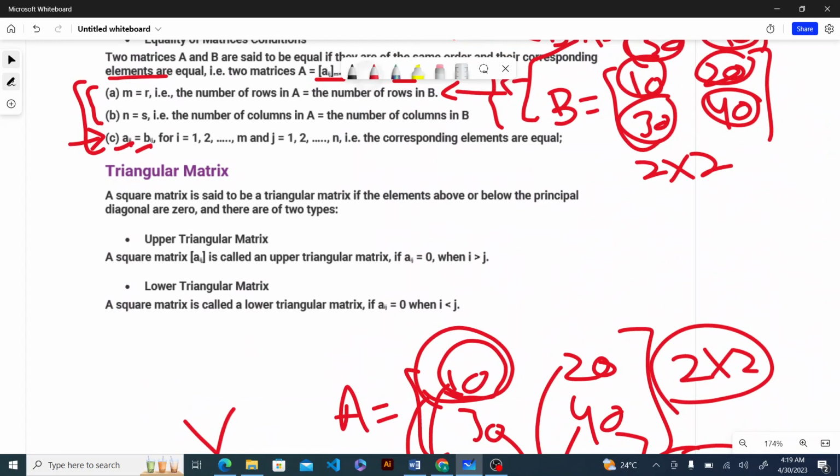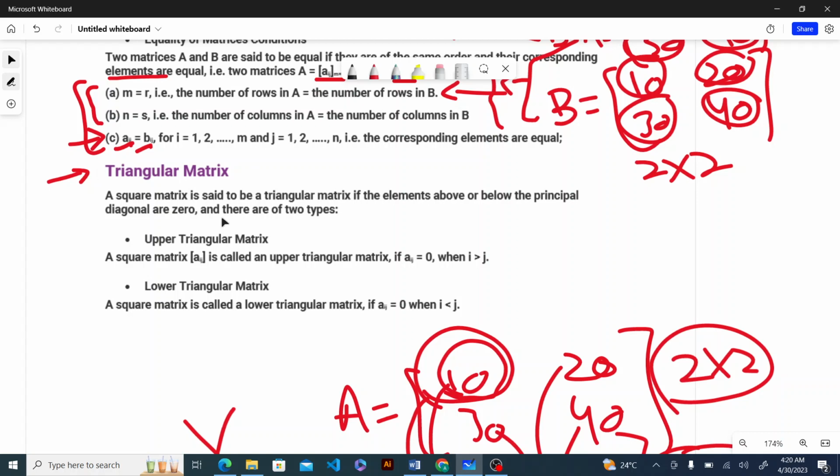Okay. So the last type is triangular matrix. What triangular matrix says is, it is also related to a diagonal or square matrix. Okay, diagonal matrix. Let's read the definition. A square matrix is said to be triangular matrix if the elements above or below the principal diagonal are 0, and there are two types.